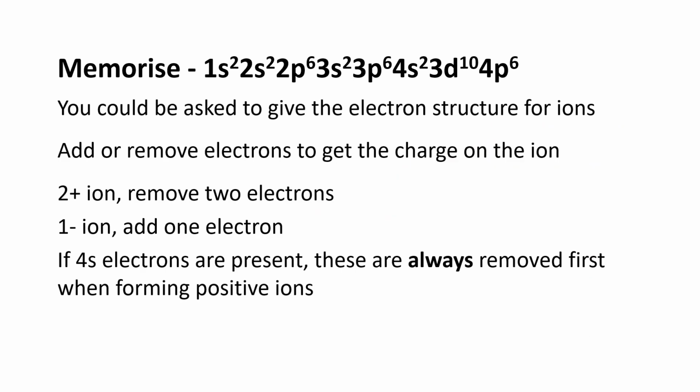You could be asked to give the electron structure for ions. You have to add or remove electrons to get the charge on the ion. 2 plus ion, remove 2 electrons. 1 minus ion, add 1 electron. If 4s electrons are present, these are always removed first when forming positive ions.